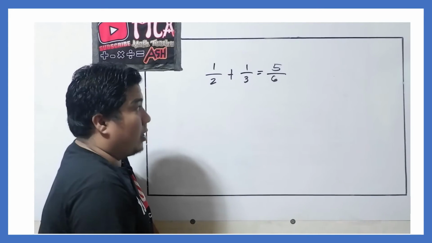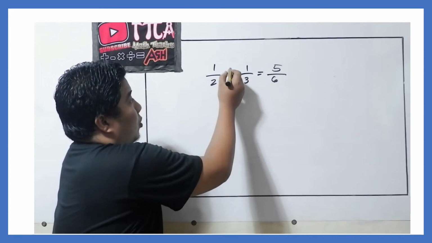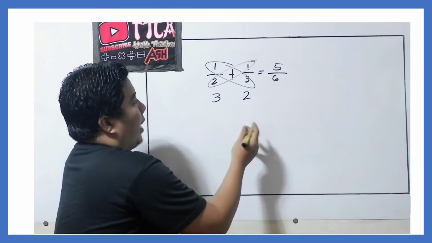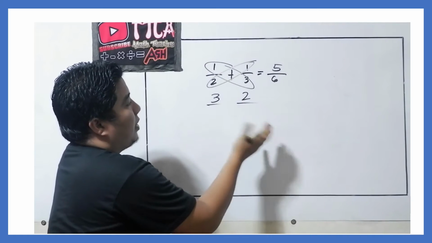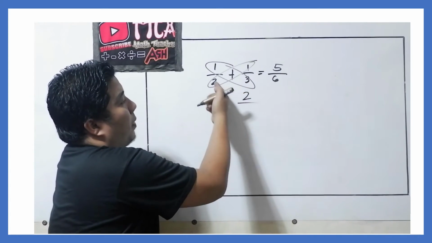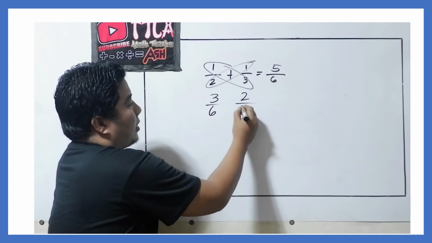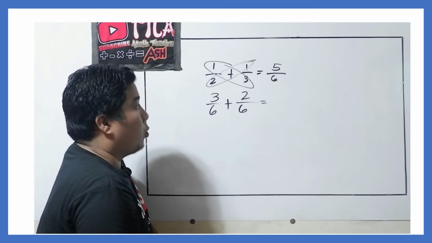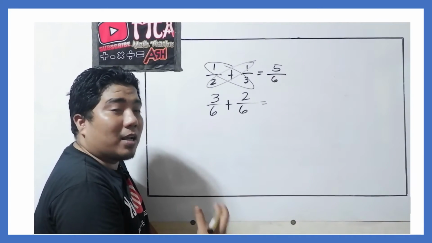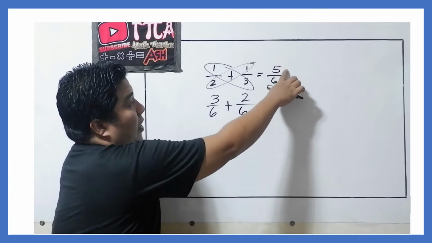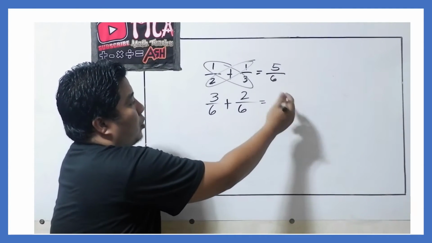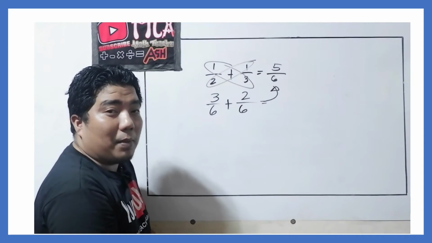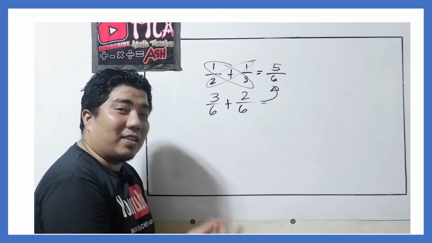Now, for us to know whether this is correct, we can apply the butterfly method. So that is 1 times 3, that is 3. 2 times 1, that is 2. And for us to know the denominator, we just multiply the denominators. So 2 times 3, that is 6. And since this is addition, we will add. Now, having similar fractions, we only need to add the numerators and then copy the denominator. So 3 plus 2 is 5. That's correct. And we copy the denominator, so that is 5 over 6. Therefore, we can say that this is a correct mathematical sentence. Therefore, letter A is not the correct answer.